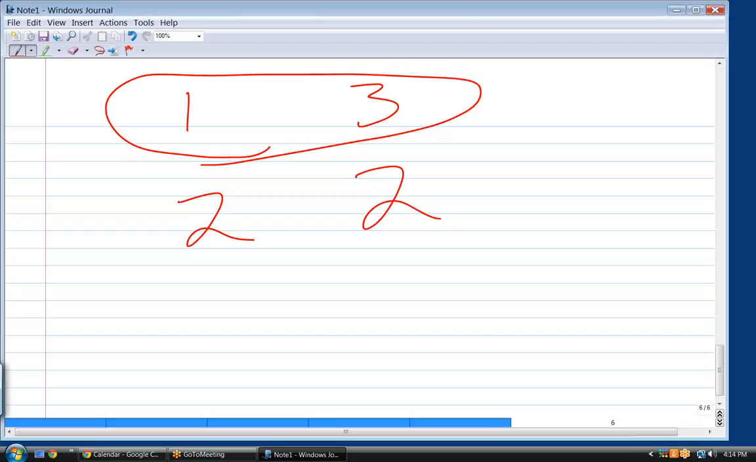2. Right. It can be 1 and 3, or it can be 3 and 1. So there's 2 ways. How many ways are there to roll 2 and 2? 1. Okay. That's good. And there's a total of how many ways to roll 2 dice?